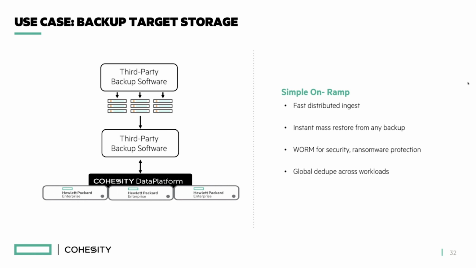So for backup target storage, I'll just skip through these fairly quickly, right? So again, it's a simple on-ramp. If you just need to replace an aging Data Domain or Commvault backup appliance or something like that, and you're tied into a particular software for some period of time, this is a great way to get started. You get fast distributed ingest, instant mass restore to restore virtual machines. You get WORM protection for security and ransomware protection, and global dedupe across an entire cluster and across all of your workloads. So if you're backing up 1,000 of the same servers, you have the ability to dedupe across all of them.